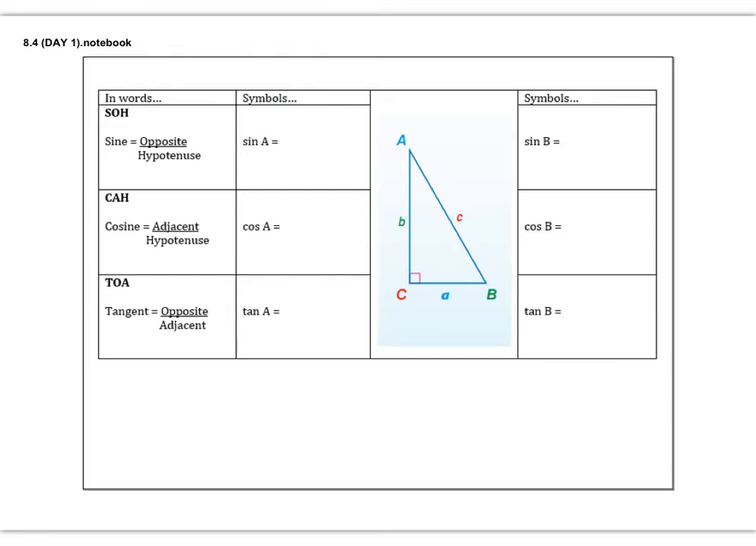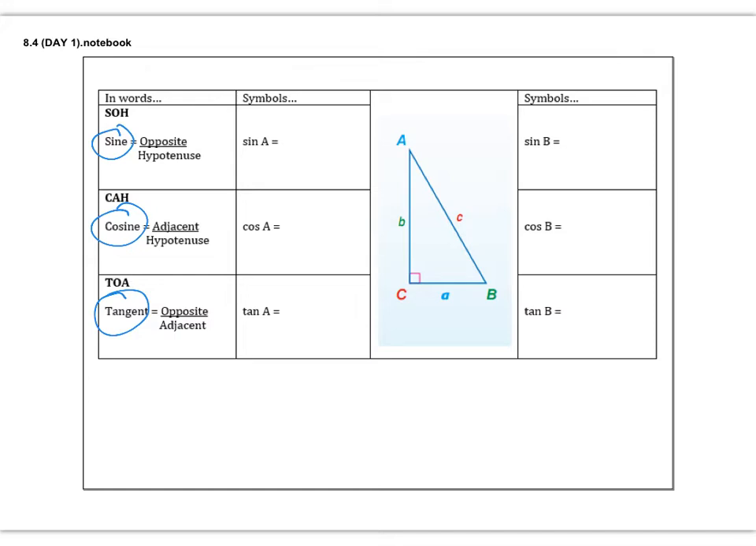The three trigonometric ratios that we're going to study, the first one is called sine. Sine is going to compare an opposite side to a hypotenuse. Cosine is our second ratio. The cosines are going to compare an adjacent side to a hypotenuse. And our third ratio is tangent. And tangents are going to compare opposite sides to an adjacent side.